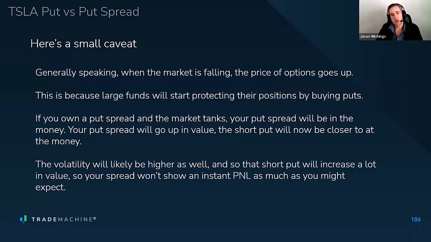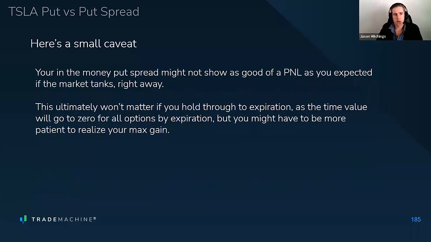Because if the market is absolutely tanking, the time value, the volatility assumptions are blowing up. And so if your spread is all of a sudden in the money, it can take longer to take the profits because the volatility assumptions are going up a lot. It's a little bit of a nuance, but worth knowing. If you hold it through expiration, that all comes out in the wash.